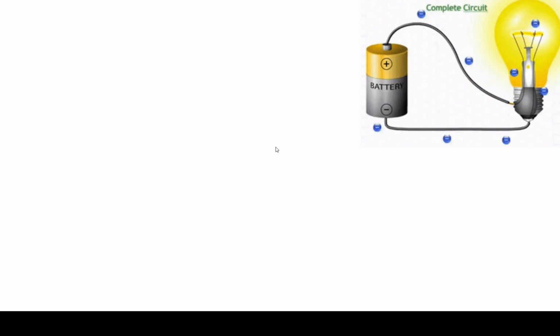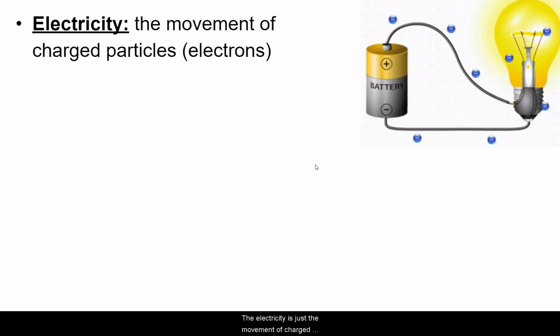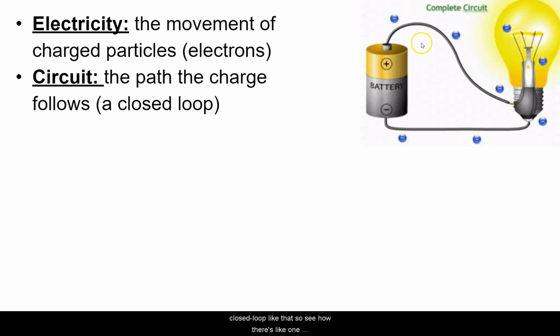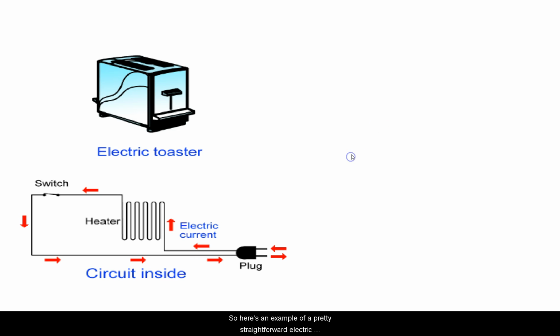in this blank space. So here's an example of a complete circuit, one that has a battery and has the electrons flowing through it. So electricity is just the movement of charged particles, which is always going to be electrons. Electrons are the things that move in an atom. A circuit is the path of the charge that it follows. So a closed loop like this. So see how there's like one continuous path? Well, that's the circuit.